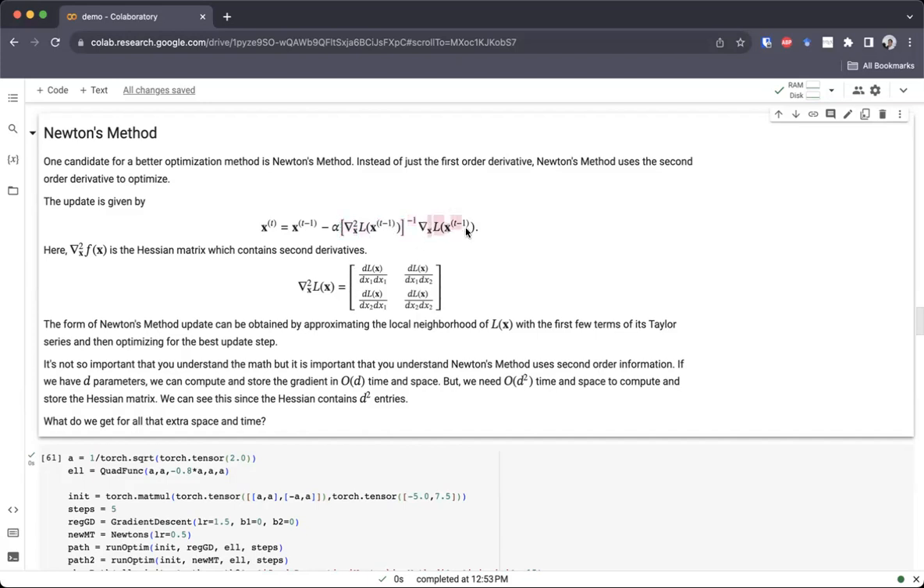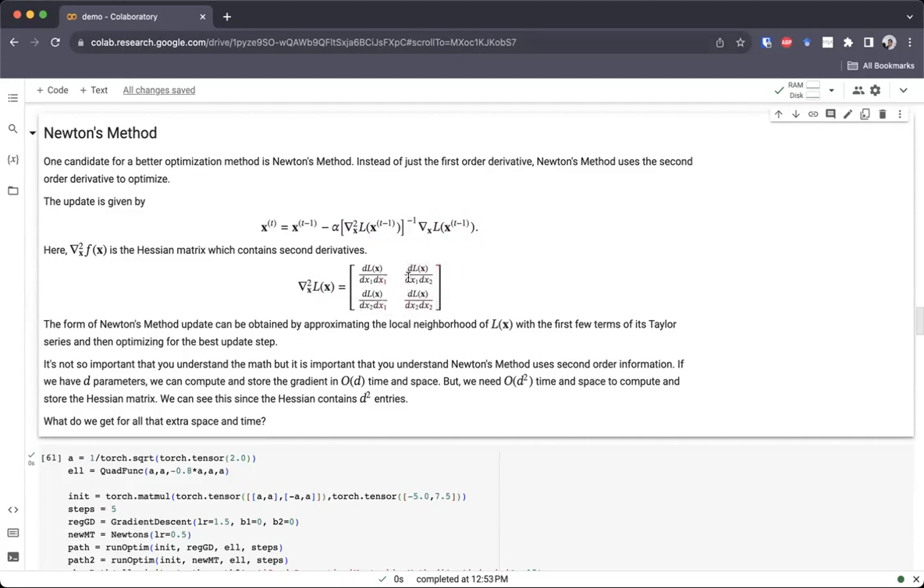So the gradient contained first order derivative information: the derivative of L with respect to a particular variable x1. Here, the Hessian contains second derivative information, which is the derivative of our function L with respect to x1 and with respect to x1 and x1, the second derivative of that. And we have all possible second derivative values here.